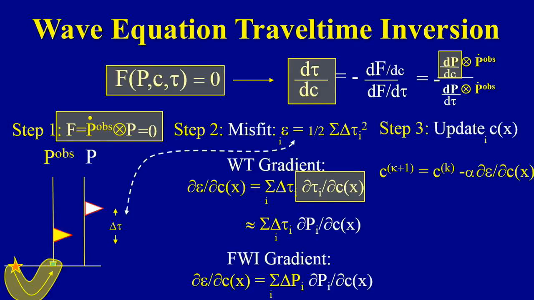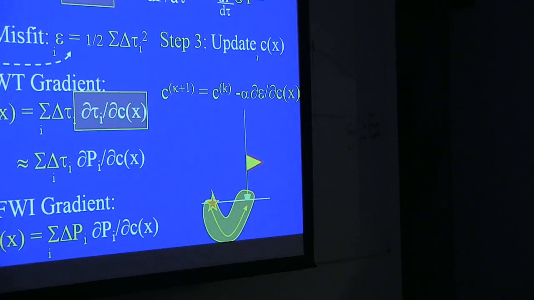So the third step is now to take this and plug it into our gradient update formula, and that's the steps for wave equation travel time. Any questions?